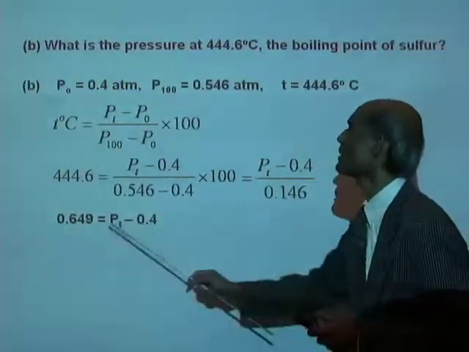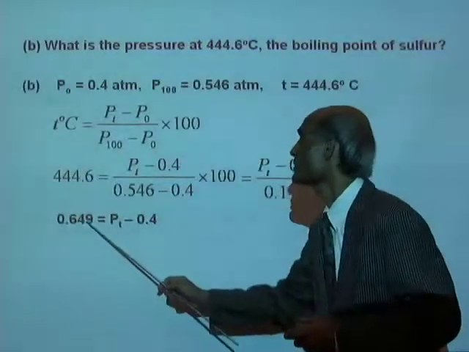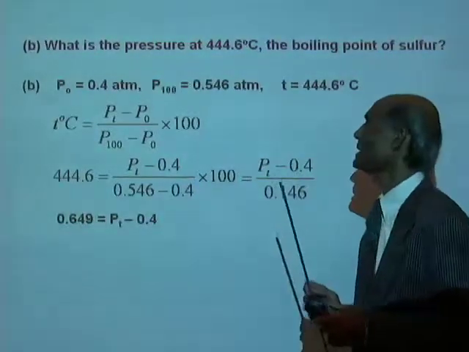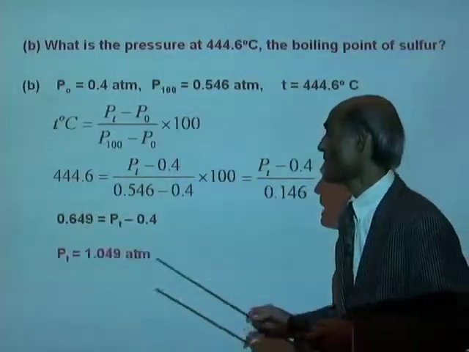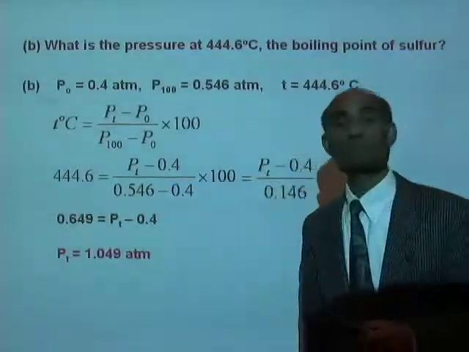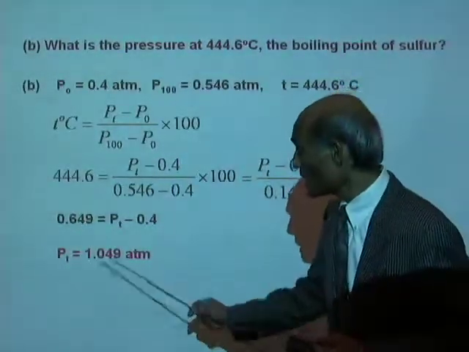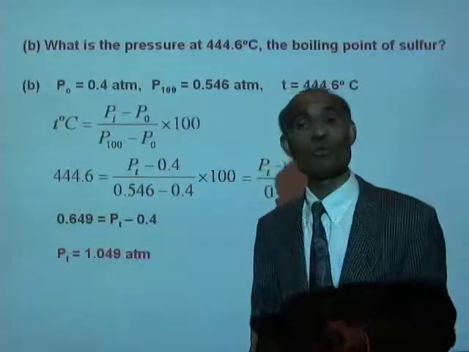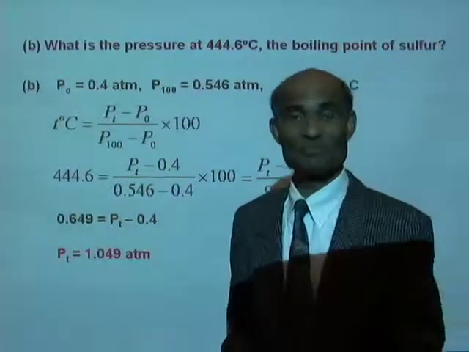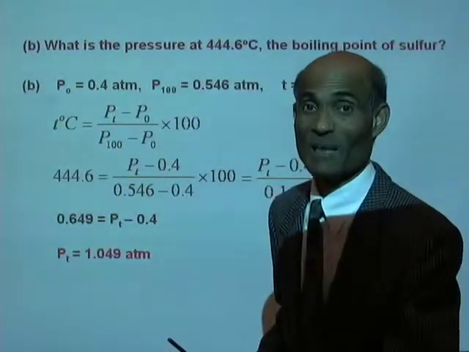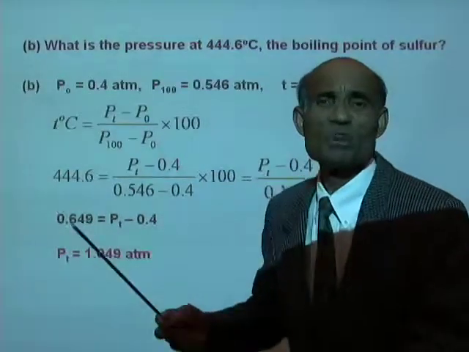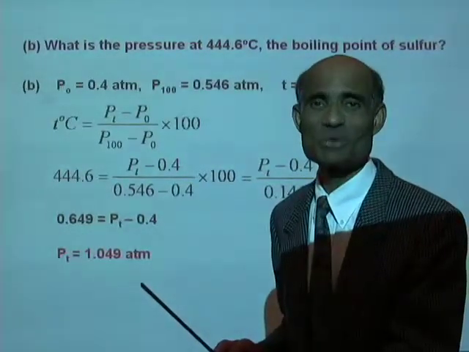444.6 times 0.146 will be equal to PT minus 0.4, and therefore PT, the pressure at that temperature, is 1.049 atmosphere. Alright? And those kinds of problems are very common and you must be familiar with doing them.